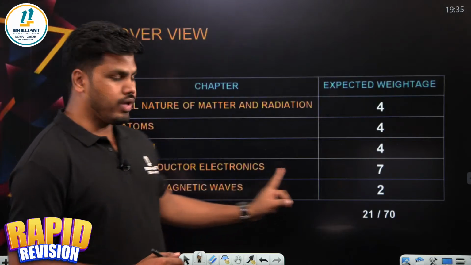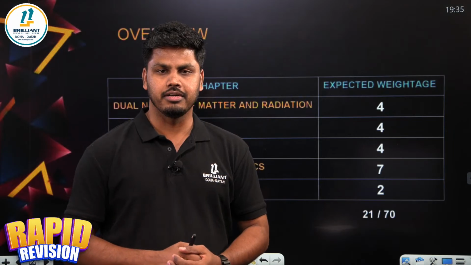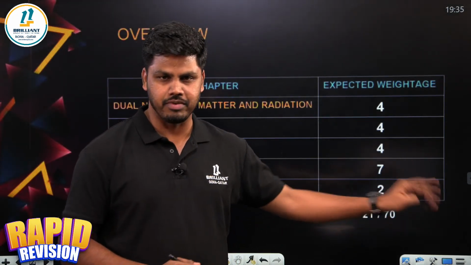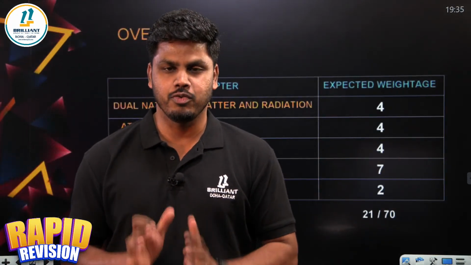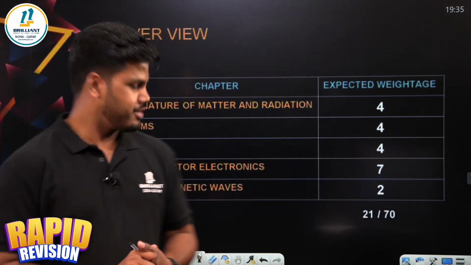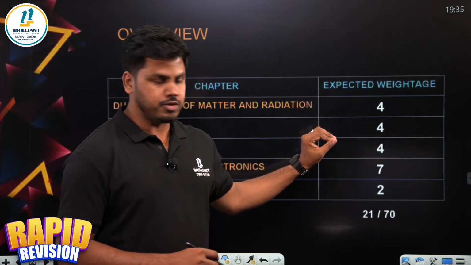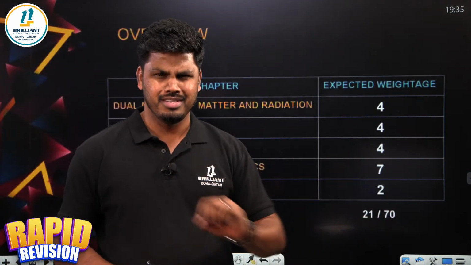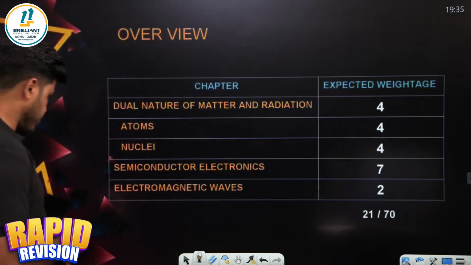Whereas electromagnetic waves, we expect 2 marks from that. It is a part of the optics unit, right? So we expect 1 or 2 marks from electromagnetic waves also. Altogether, you can see 21 marks out of 70 from these 5 small chapters. It is approximately 30%, exactly 30% actually. Okay, so the plan is to run through the concepts of these chapters, a quick review of the concepts with a very small number of questions that we'll try to finish within time.